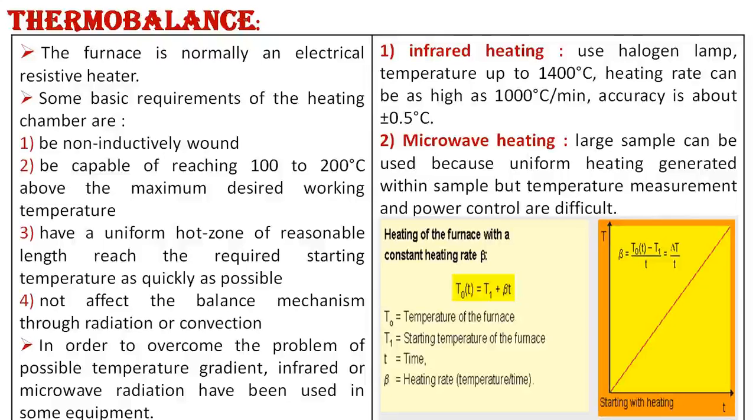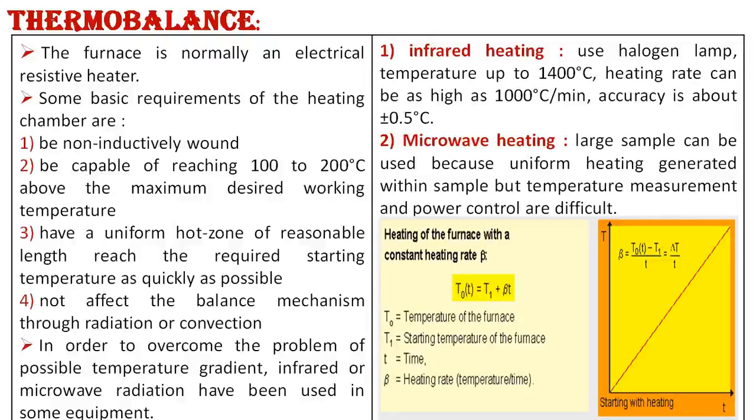in some equipment. Infrared heating, some halogen lamps reach temperatures up to 1400 degrees Celsius. Heating rate can be as high as 1000 degrees Celsius per minute. Accuracy is about plus or minus 0.5 degrees Celsius. Microwave heating, large samples can be used because uniform heating is generated within the sample, but temperature measurement and power control are difficult. Heating of the furnace with a constant heating rate: T = T0 + beta t.